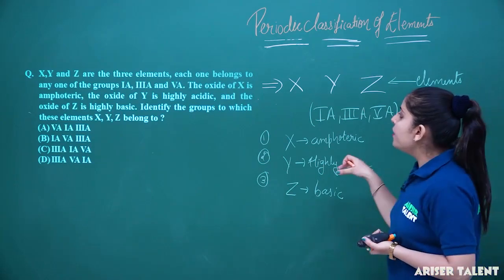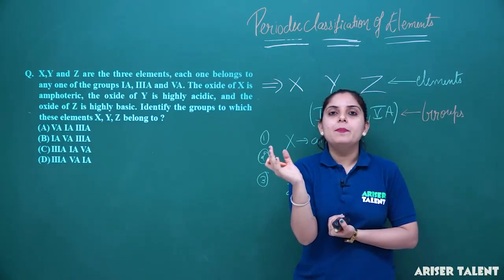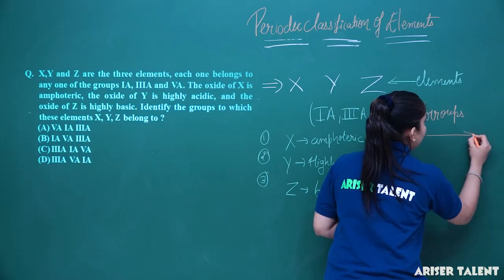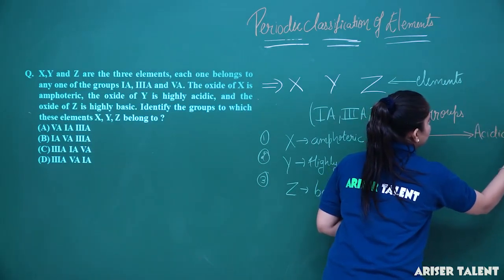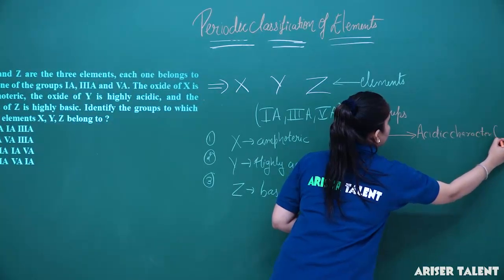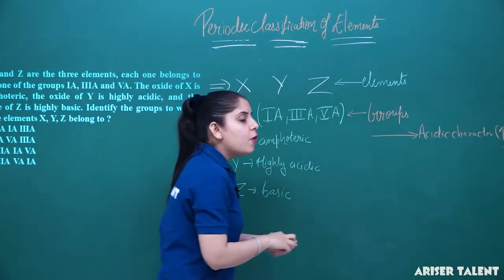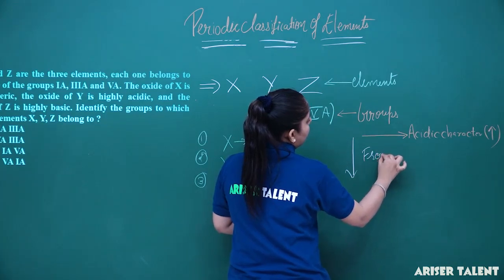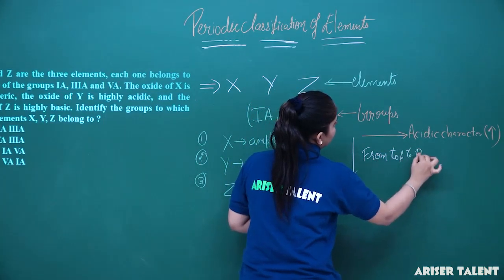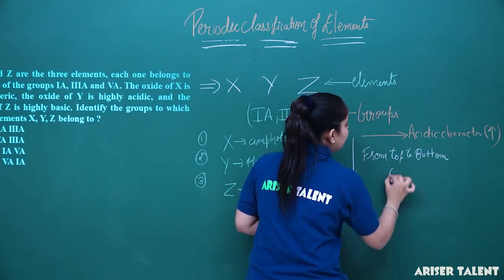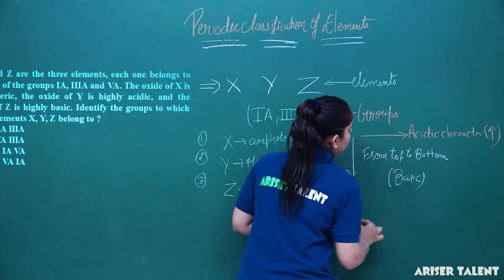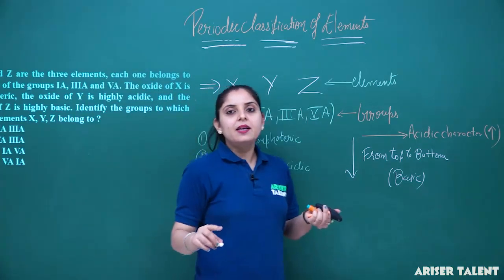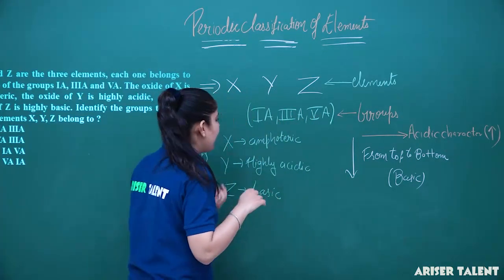So we know that if we move from left to right in the periodic table, acidic character is going to increase. But if I am going from top to bottom, basic character is going to increase. So if I arrange these compounds, the first one will be highly acidic, then in the middle we have the amphoteric oxide, and then we have the basic oxide.